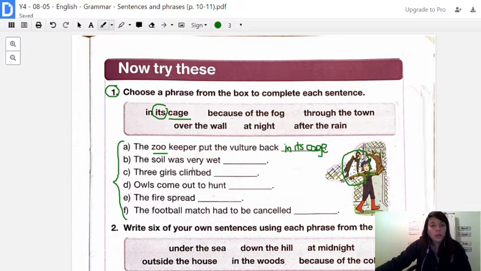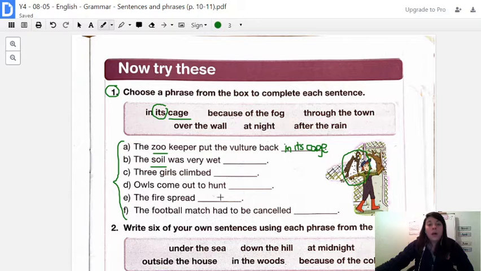The soil was very wet. Now, when something is wet, it's because it received water. We're talking about soil, which is on the ground where you plant plants, or if you see it under the grass. So one of these has to fit in there. Three girls climbed. Now, when you climb, you have to go on top of something and to the other side.